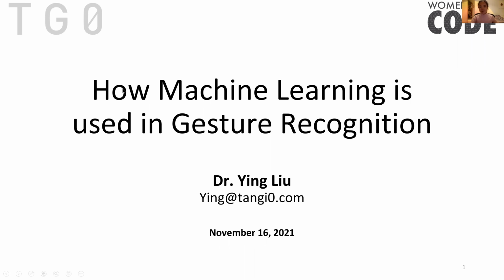Yeah. All right. So I guess everyone can see my screen then. So my name is Ying, and I'm currently a research associate in machine learning, and I'm working in a joint program between the University of Leicester and a tech company called TG0. The purpose of this program is to design a machine learning architecture for TG0's devices to help them achieve an accurate gesture recognition.